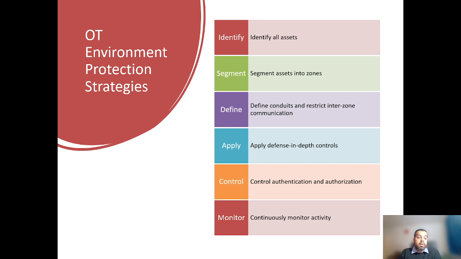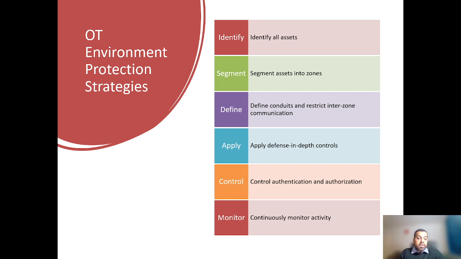Always, the principle of least privilege should be followed. That is also a good OT protection strategy, where you restrict the interzone communication, and you have defined the boundaries and conduits. Defense in depth controls, again using multiple layers such as firewalls, access controls, monitoring, physical security. If you have those different layers, then the defense in depth principle is being followed. And that is also one of the important protection strategies.